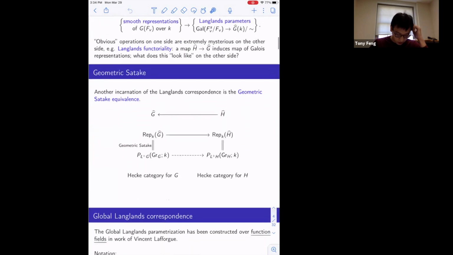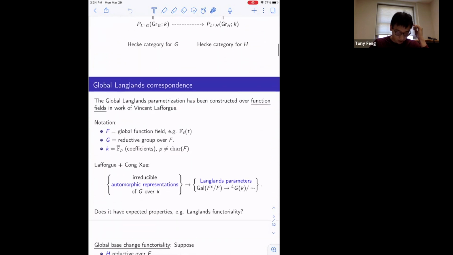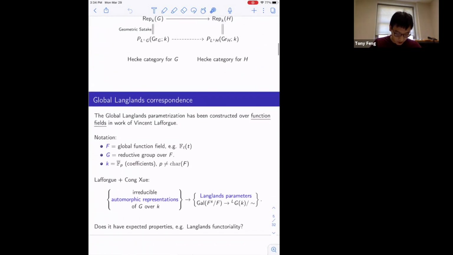Okay, so now let me be a little more precise about the specific results. So the global Langlands parameterization has been constructed over function fields in work of Vincent Lafforgue. And so we're going to be working in this situation because that's where sort of the most is known.